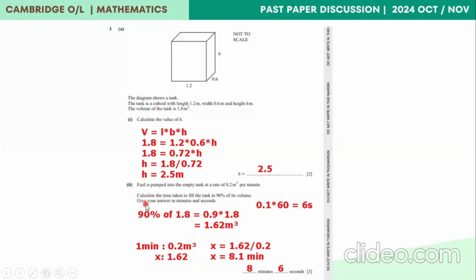So it was asked to give our answer in minutes and seconds. So we can write 8 minutes as it is, and the 0.1 we can convert into seconds, that is, we get by multiplying with 60. So our final answer is 8 minutes and 6 seconds. So let's move on to the next question.